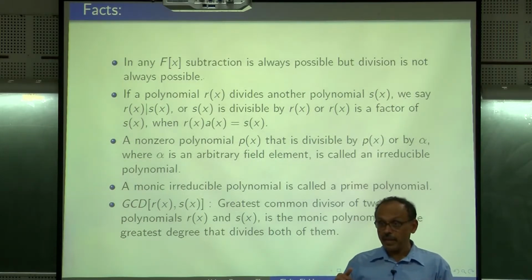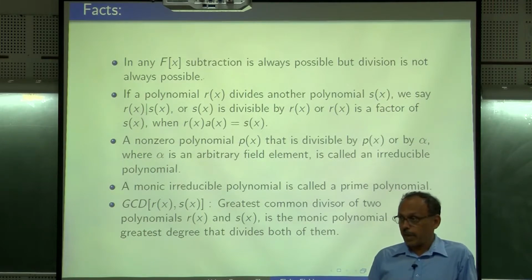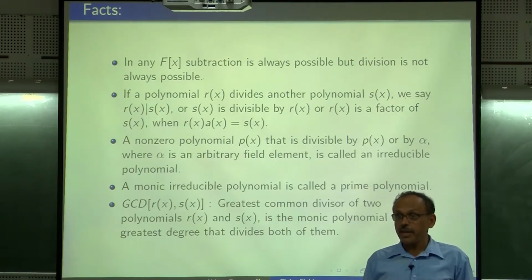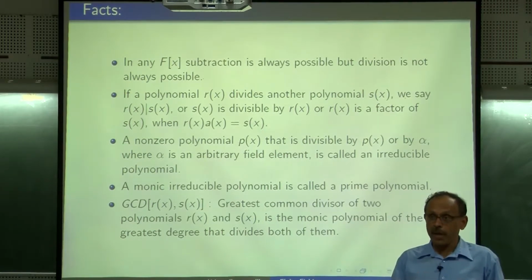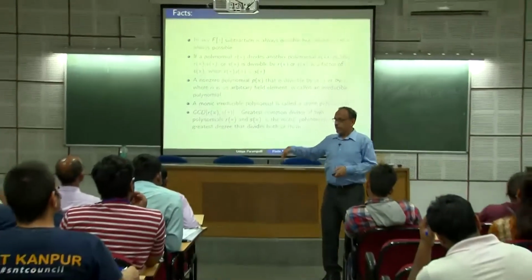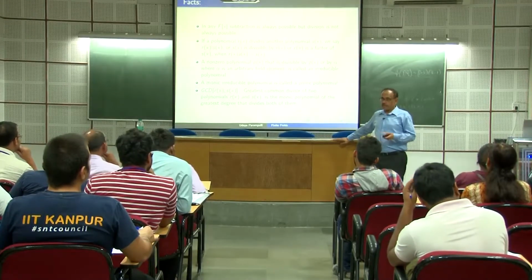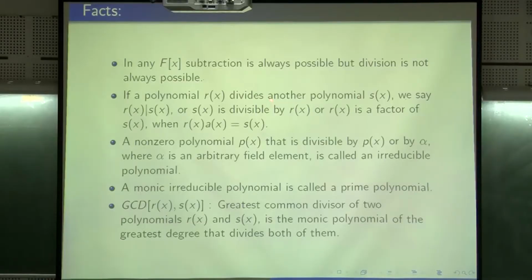Only in the binary field is the additive inverse of 1 itself, so minus and plus are similar. But in other cases, if you are subtracting modulo p, you have to multiply the second element by p minus 1 and add pointwise, because all the corresponding indeterminates need to be added. That is what addition and subtraction are there. But division is not always possible.